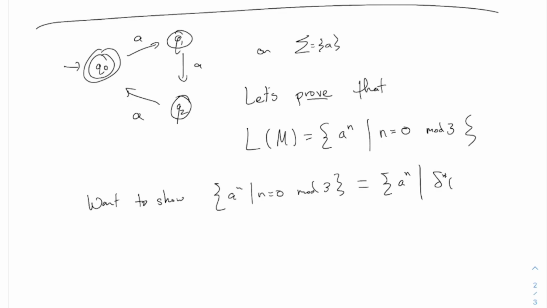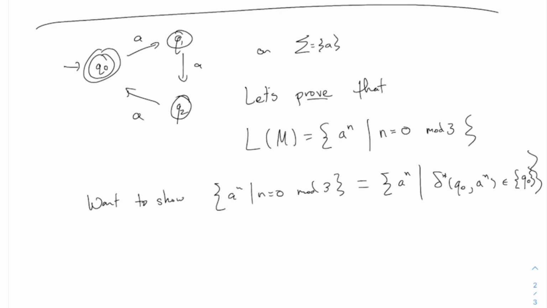Last time I called them s's. Sometimes I call them s's, sometimes they're called q's in our book. Call it whatever you want. Anyway, I called the starting state q0. You can call it whatever you want, but if you're going to call one of them q0, it should probably be the starting state. And what I have to show is that {a^n | n ≡ 0 mod 3} is the same as the set of a^n such that δ*(q0, a^n) is in the set of accepting states, which in this case is just {q0}.